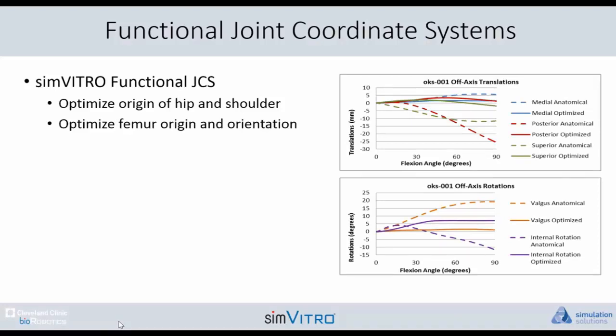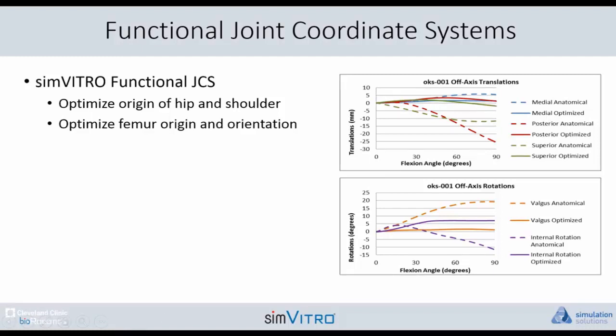So what that looks like is these graphs on the right. The dotted lines are the kinematics we get, the translations and rotations, if we were to passively flex the knee based on the landmarks that we would digitize just by palpating it. And then we run an optimization algorithm that says, yes, I know here's where you put the landmarks and here's where you think the coordinate system should be. But if we were to move the coordinate system to this other location and rotate it a bit, we can reduce some of these off-axis translations and rotations.